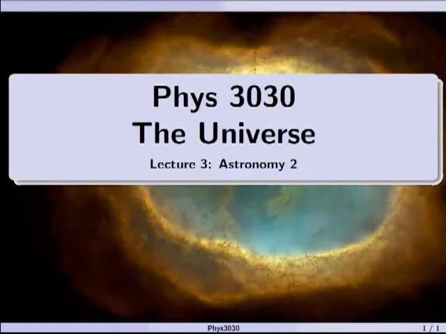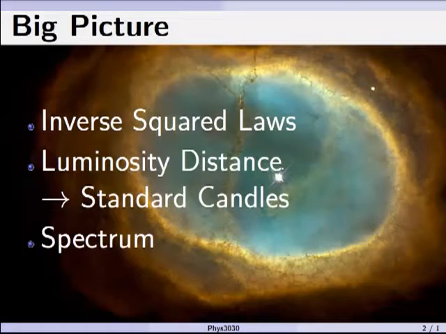All right, Physics 3030, the Universe, Lecture 3. This is the second lecture about astronomy. And we are going to continue our discussion of how we measure the distance to different stars and different objects out there. And we'll be talking about the inverse squared law, which covers a lot of different laws in physics.